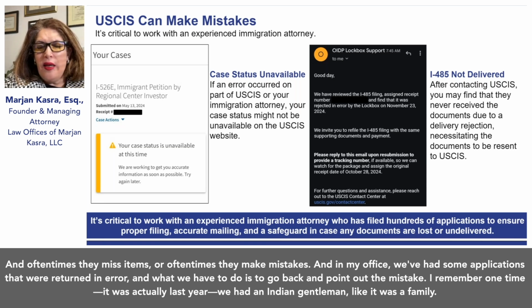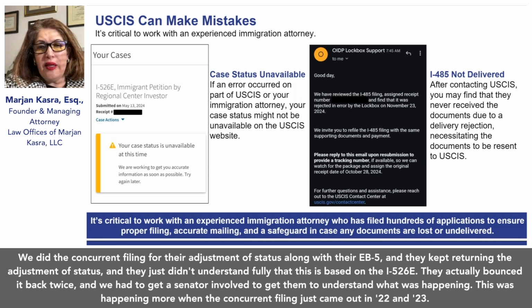And in my office, we've had some applications that were returned in error. What we have to do is go back and point out the mistake. I remember one time, it was actually last year, we had an Indian gentleman, like it was a family. We did the concurrent filing for their I-485, for their adjustment of status along with their EB-5, and they kept returning the adjustment of status, and they just didn't understand fully that this is based on the I-526E.